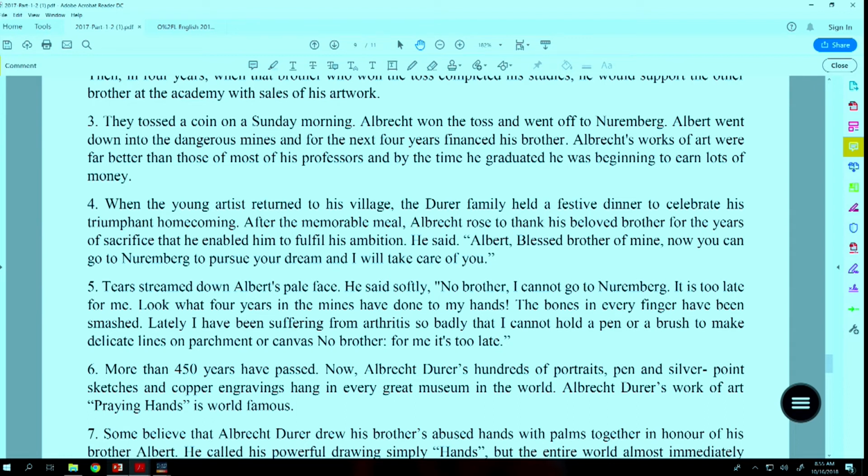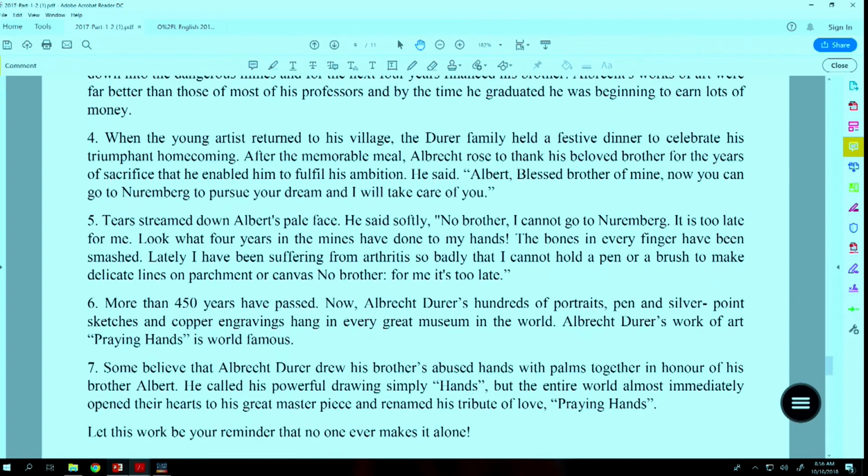Albrecht's works of art were far better, means ගොඩක් හොඳයි, than those of most of his professors. Academy එකේ professors ලටත් වඩා ගොඩක් හොඳයි මෙයාගේ art work. And by the time he graduated, උපාධිය ගත්තා, he was beginning to earn lots of money. Right? දැන් එයා මුදල් උපයනවා.